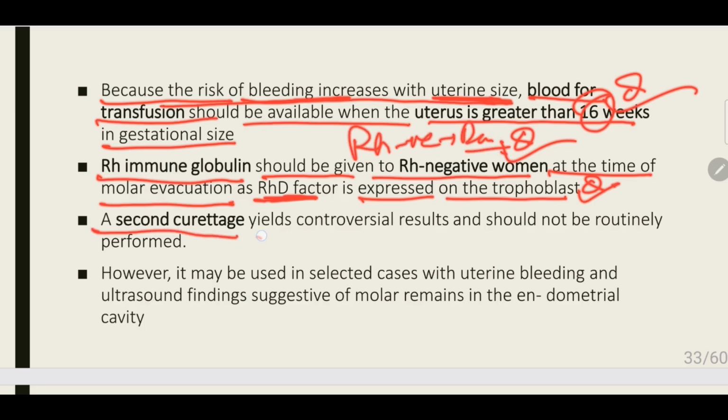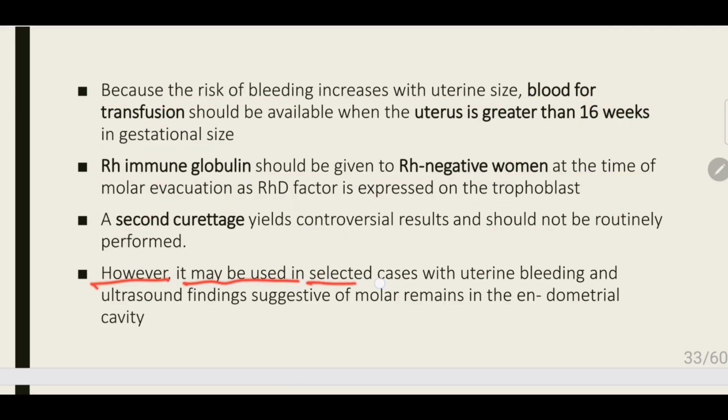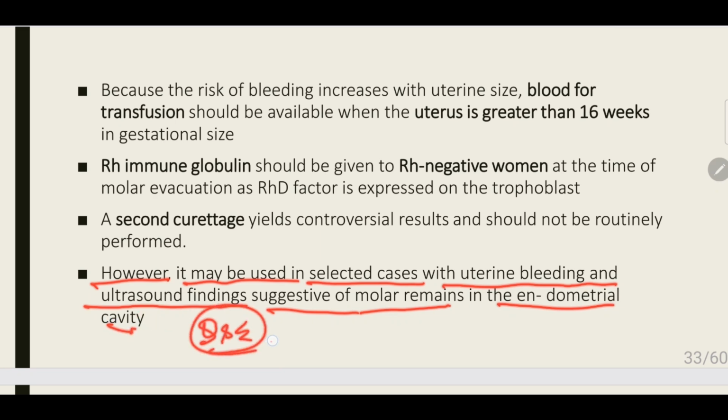A second curettage yields controversial results and should not be routinely performed. However, it may be used in selected cases with uterine bleeding and ultrasound findings suggestive of molar remains in the endometrial cavity. So after USG guided suction evacuation, if there is any retained tissue, then perform a second curettage. Otherwise, do not perform it routinely.